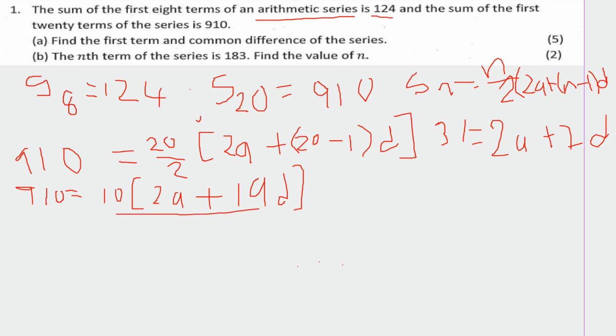And then now you can divide both sides by 10, so that we can get rid of this 10. Divide by 10, divide by 10. And then 910 divided by 10 is going to be 91. And we're going to be left with 2a plus 19d.